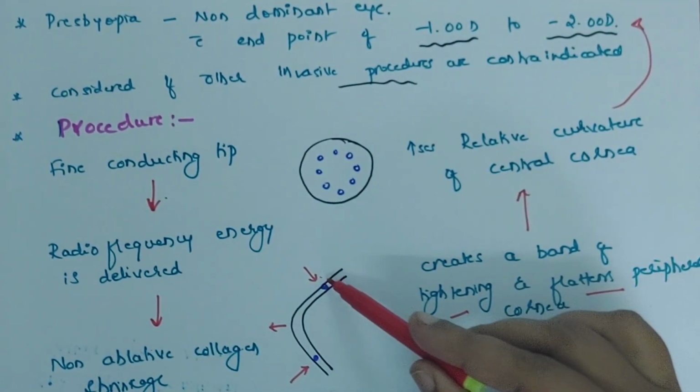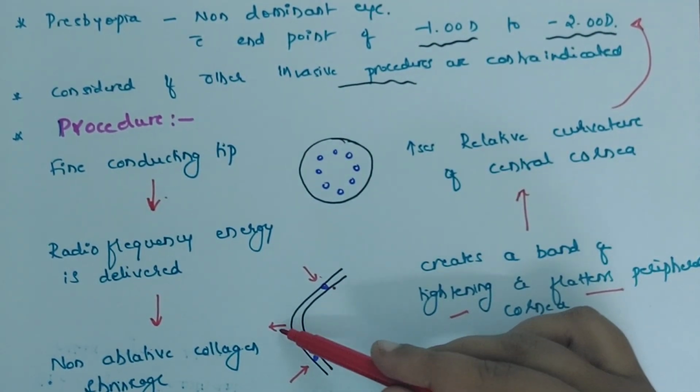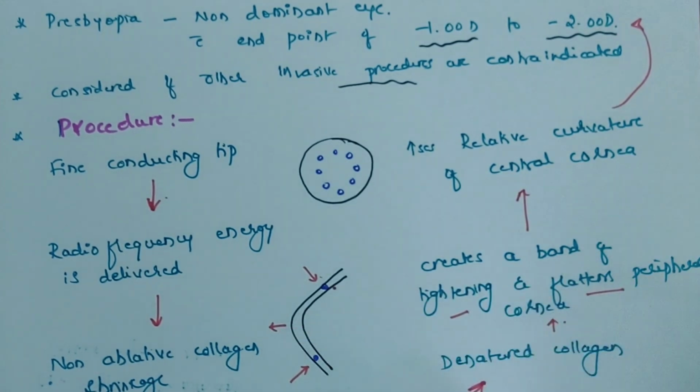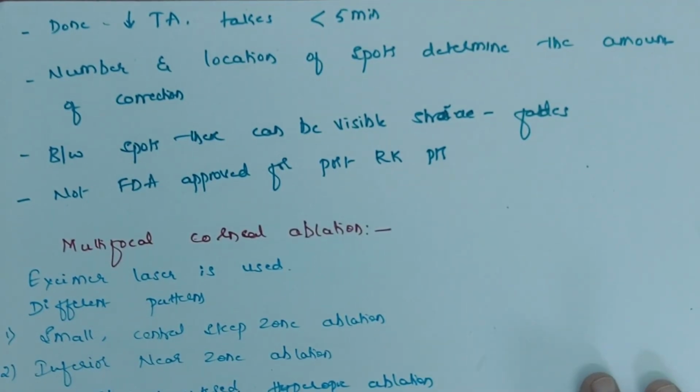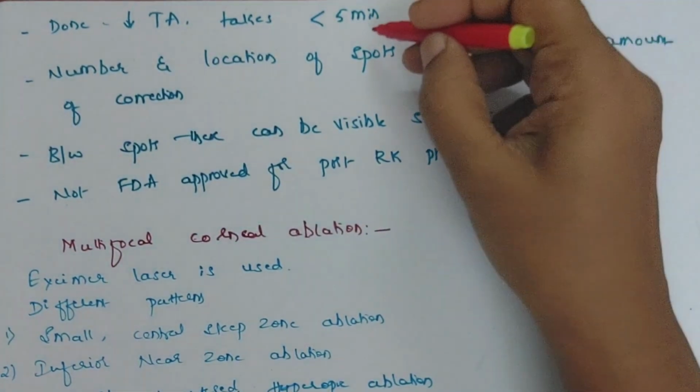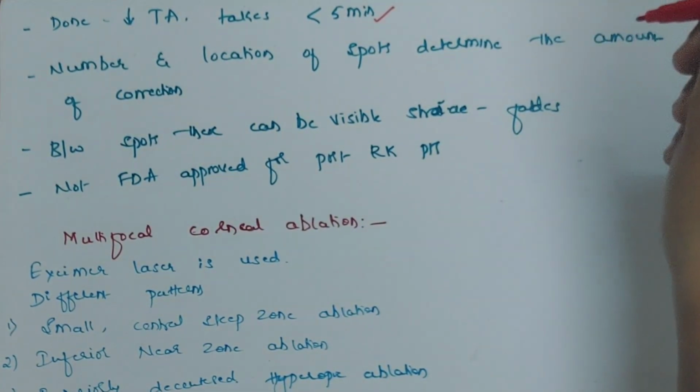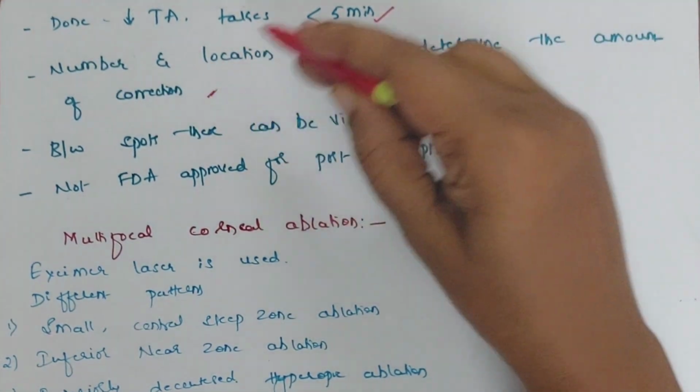That is, there is flattening in the periphery of the cornea with a steepening of the central cornea, leading to minus 1 to minus 2 diopter of myopic shift, leading to better near vision. And this procedure is done under topical anesthesia, takes less than 5 minutes. The number and the location of the spots determine the amount of correction which is done.